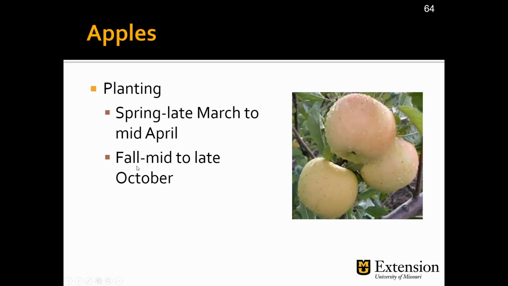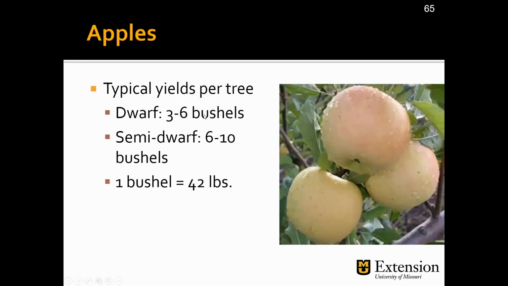Or you do it in the fall, in mid to late October. And you do it when the ground is not frozen. Obviously, you want to make sure that you're able to dig the holes in the ground. Typical yields, what you want to expect per tree, if you're using dwarf and semi-dwarf varieties: 3 to 6 bushels, 6 to 10 bushels.